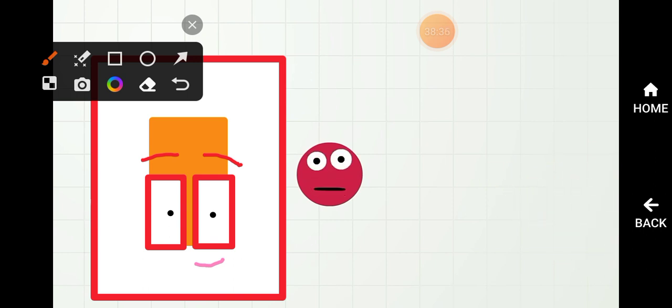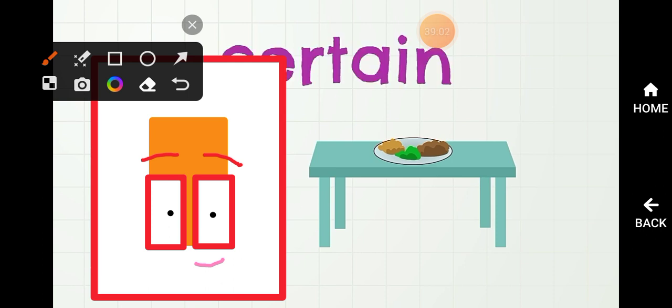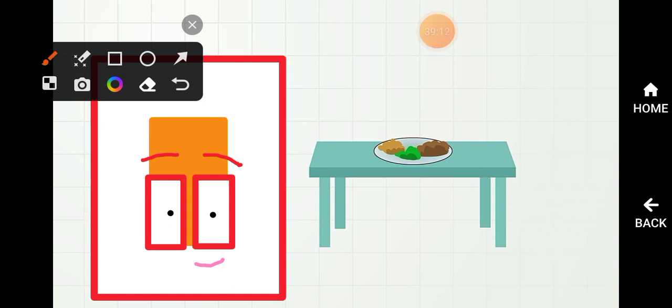Okay, so probability is kind of like thinking about if something will happen or won't happen or will maybe happen. For example, tomorrow I will eat dinner. I know that this is true because I eat dinner every day. And if we know that something will happen, we can also say that it is certain. Certain. Let's say it together. Certain. Yes, one more time. Certain.